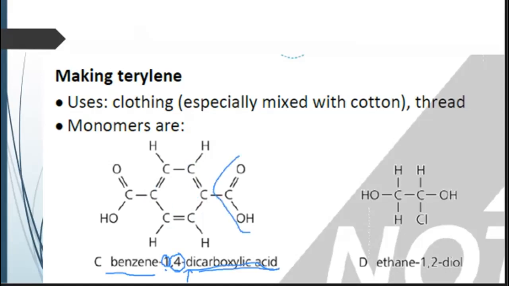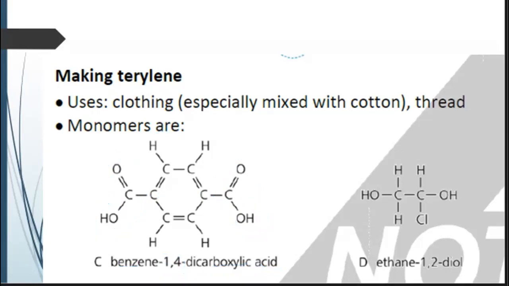This is C double bond O, OH. This is one carboxylic acid group. And then this is C double bond O, OH. This is the second carboxylic acid group. So on the first carbon and on the fourth carbon, they have a carboxylic acid group. Hence it is a dicarboxylic acid. Hence the name is benzene 1,4-dicarboxylic acid, because a carboxylic acid group is on the first carbon, and then there's also another carboxylic acid group on the fourth carbon. All right, so that's the first thing that I want you to see.